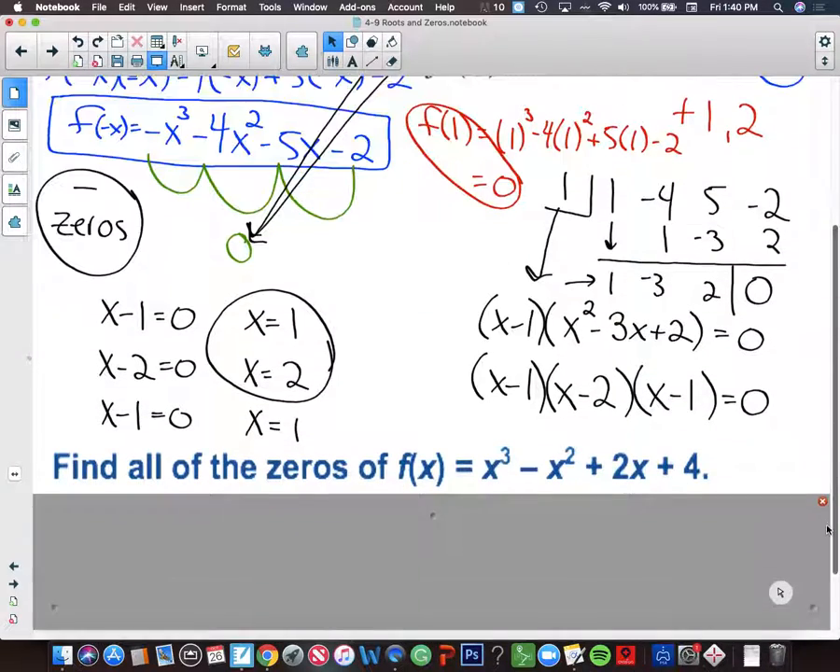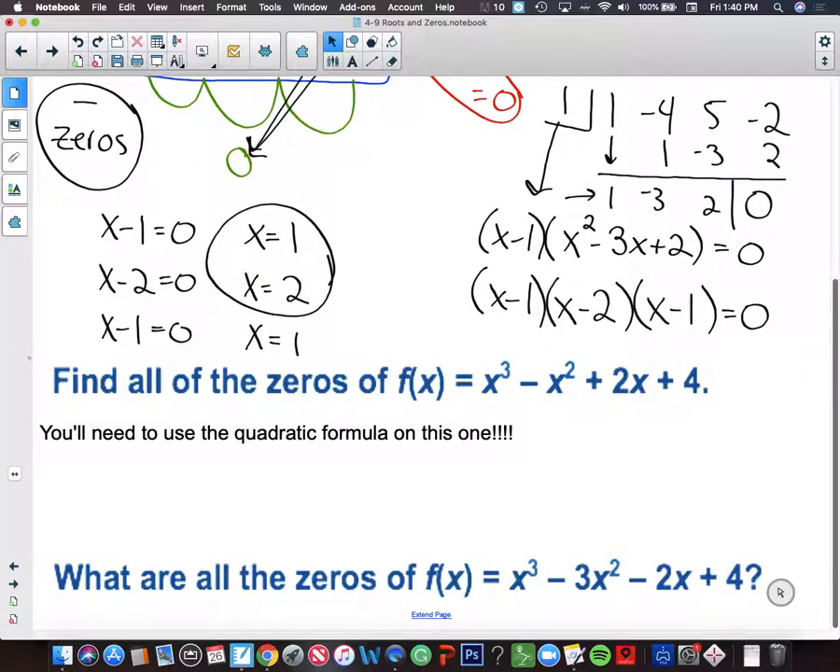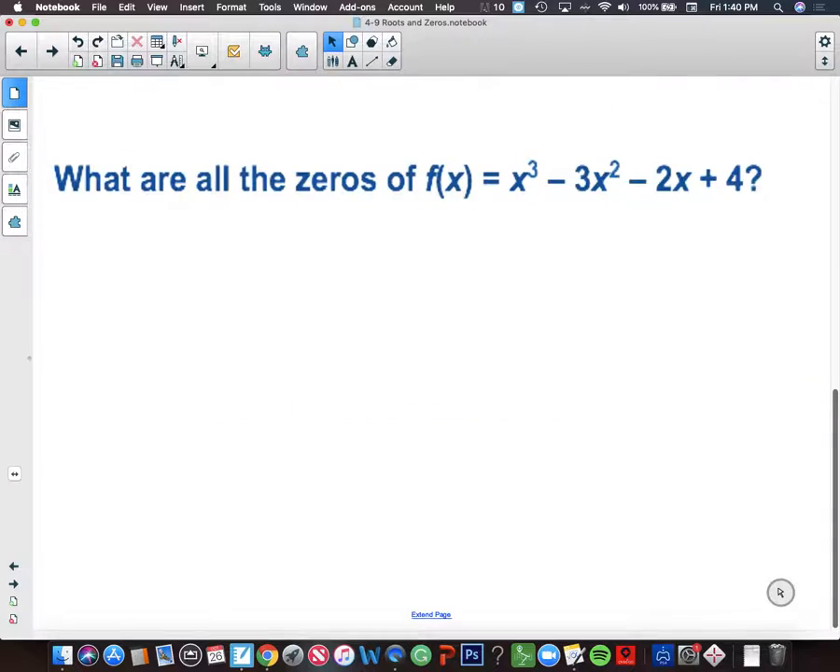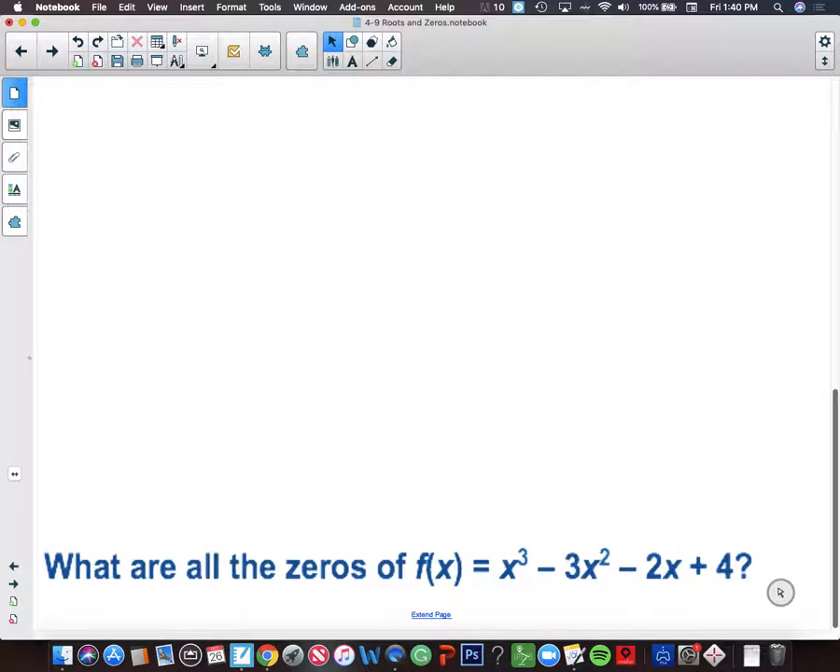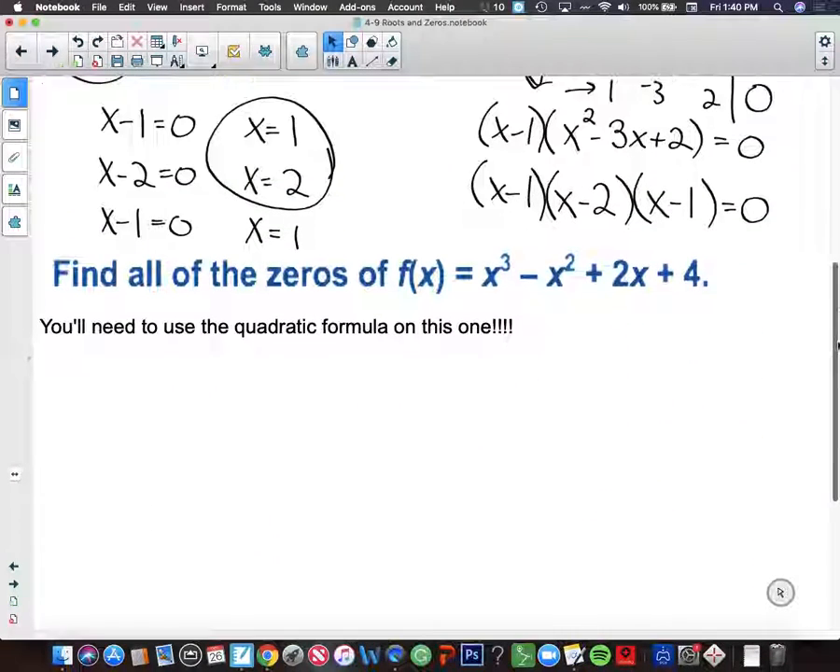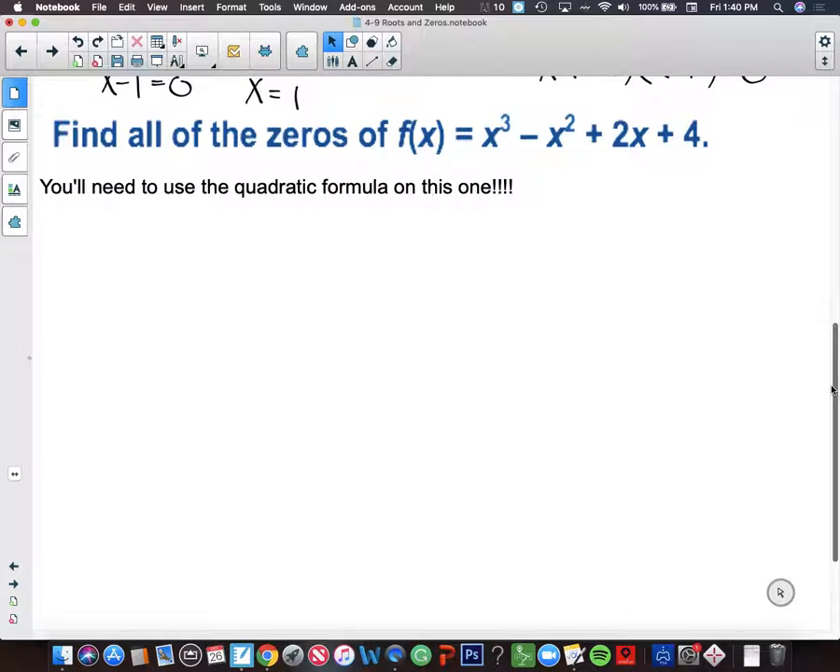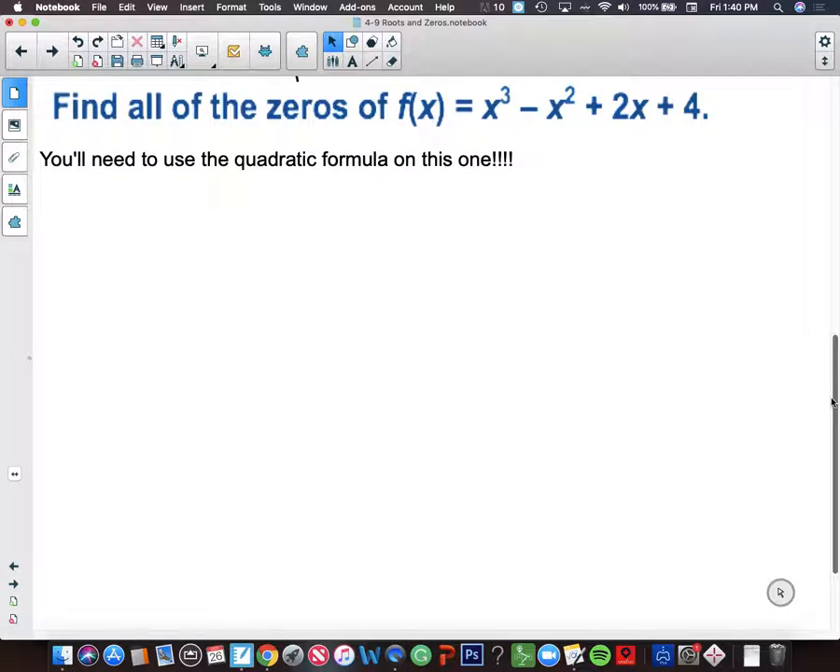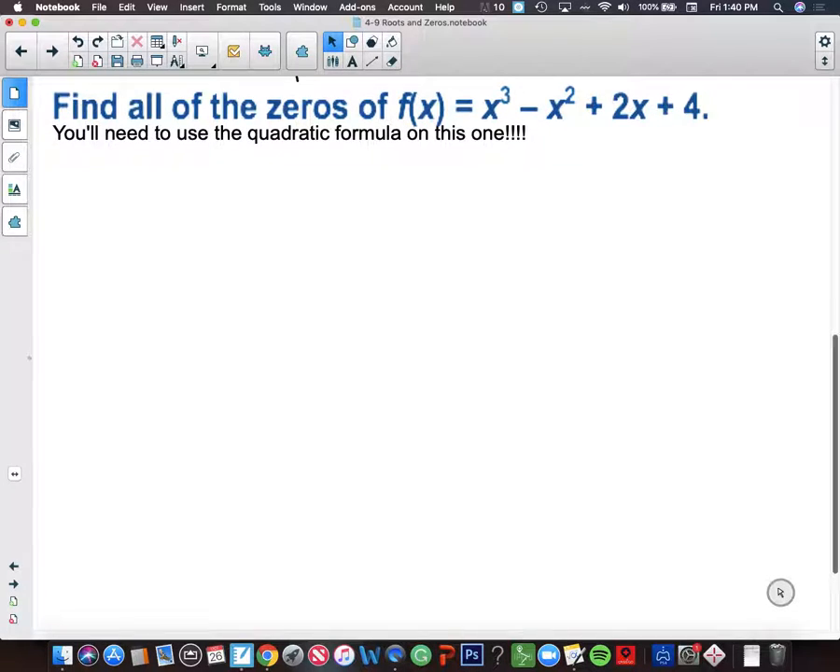Okay, so let's try this next one down here. I'm going to have to move some stuff down. That way down there. All right, we are here. Okay, and I got a little tip there. You're going to have to use the quadratic formula on this one. All right, and I know quadratic formula can take a little bit of work. Okay, so let's look at Descartes' Rule of Signs first.